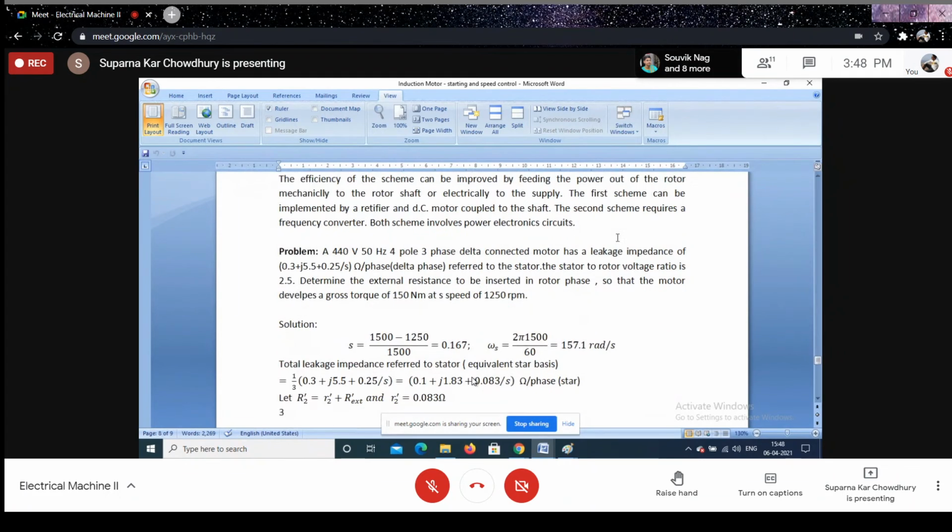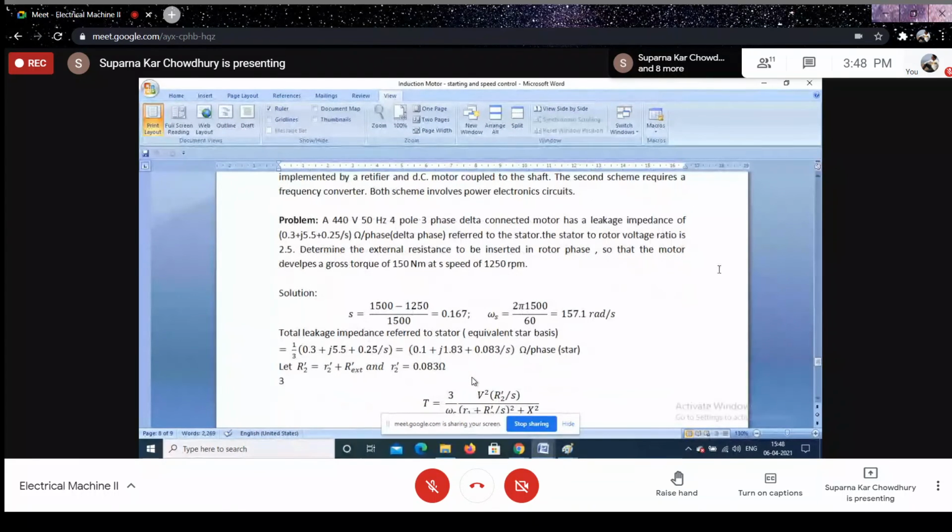Say for example, consider a problem. There is a 440 volt, 50 hertz, 4-pole, 3-phase delta connected motor. The leakage impedance of this is given: the stator resistance, the total reactance X1 plus X2, and the rotor resistance, in ohms per phase. This is for delta connection.